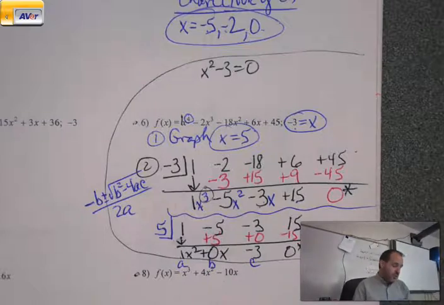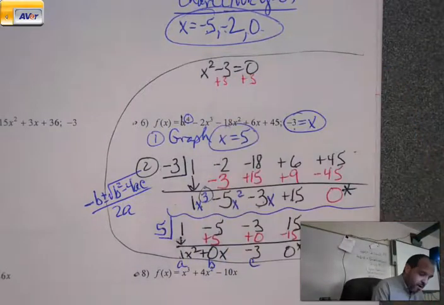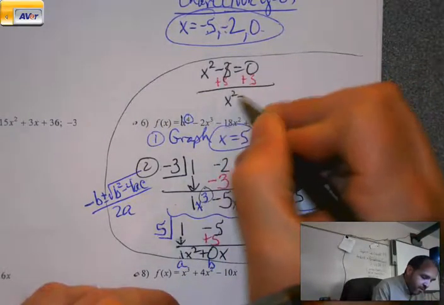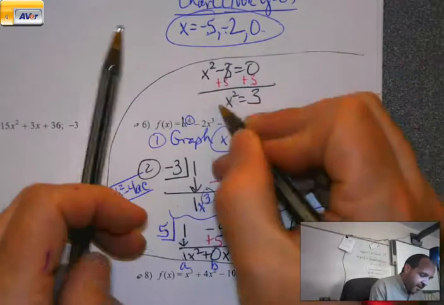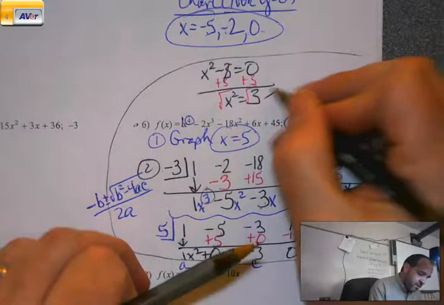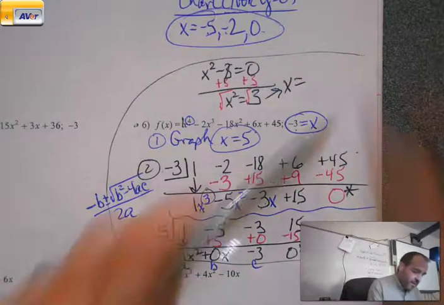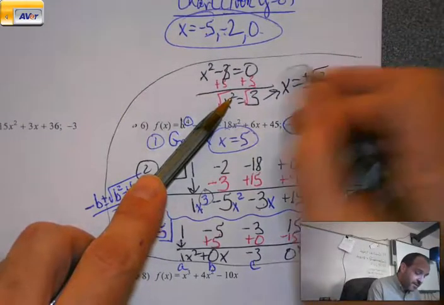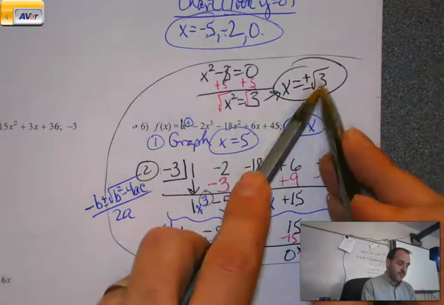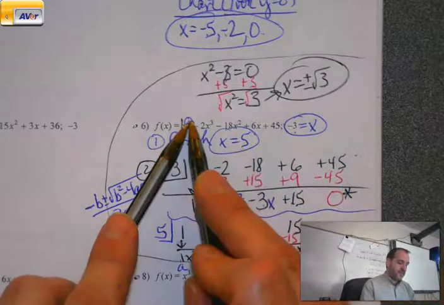Or what you could do, if you notice this, is a little bit of algebra here. How do I undo squaring something? I square root it. And if I punch square root of 3 in my calculator, I don't get a nice number out. So that's going to stay square root of 3, but the squared means it's plus and minus. Positive square root of 3, negative square root of 3, negative 3, 5. 4 answers.